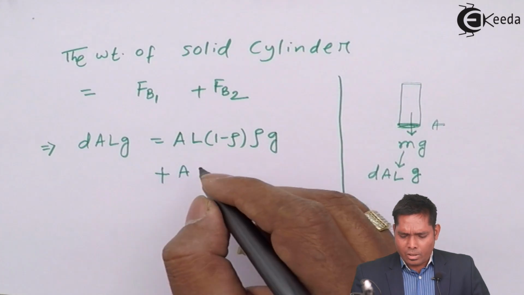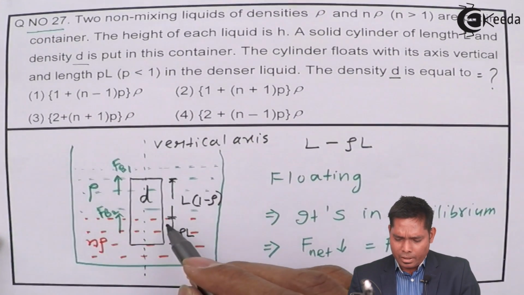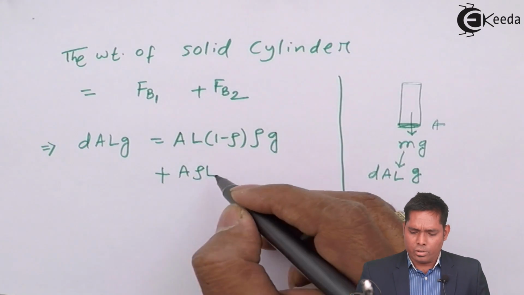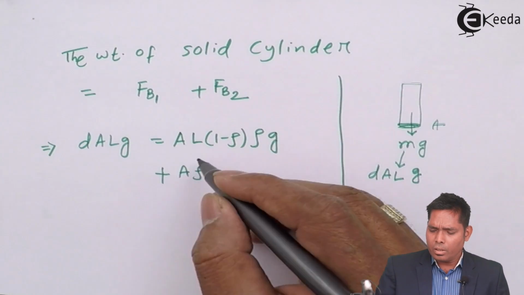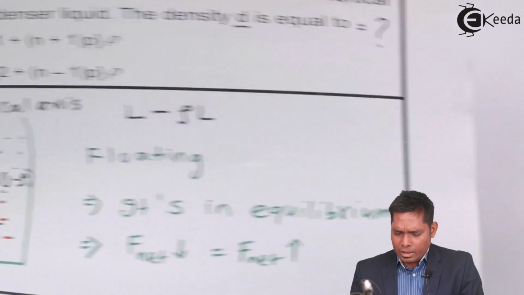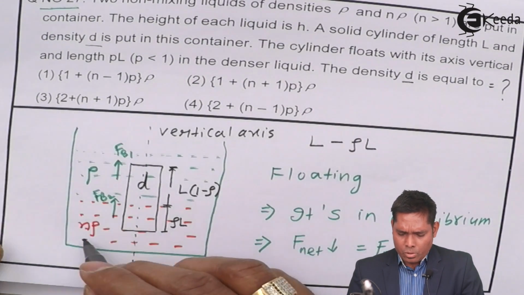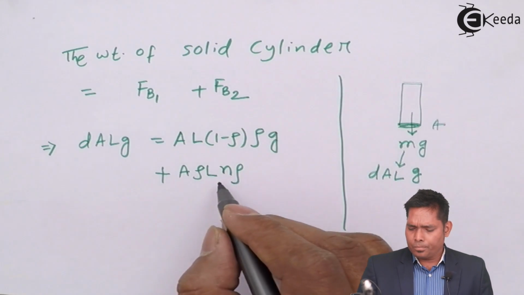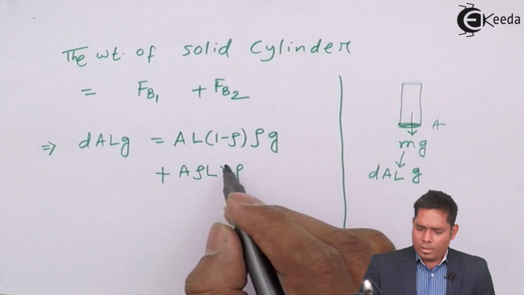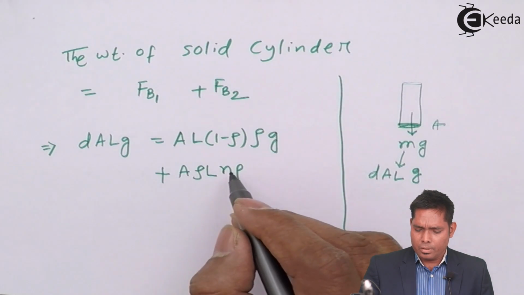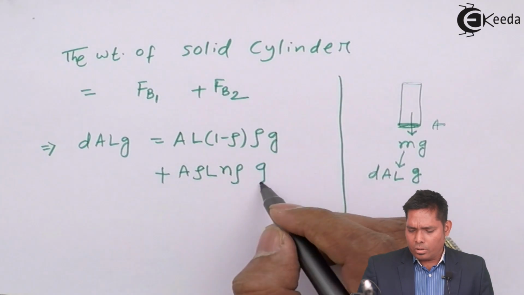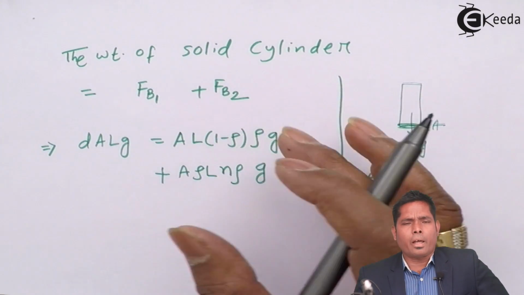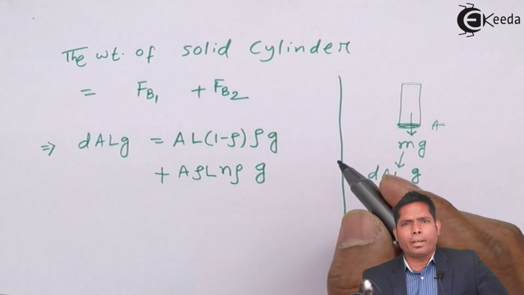Similarly for the second liquid, the area of cross section, the length of that part of the cylinder, which is PL. So area into length, this is the volume, and what is the density? Density is N times rho. So density times volume becomes the mass, and into G.